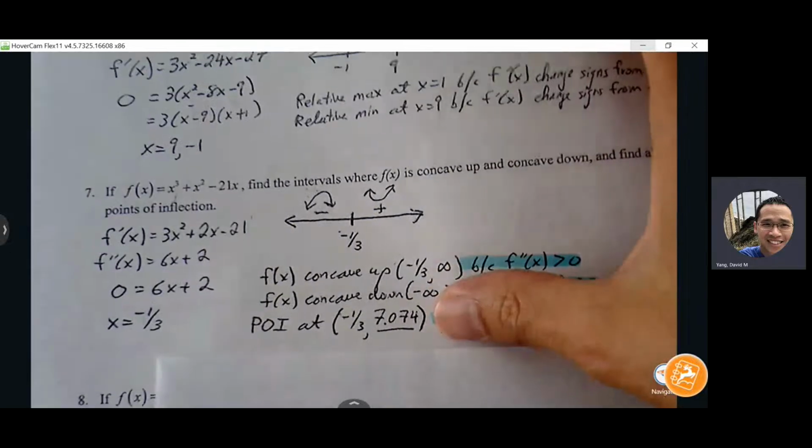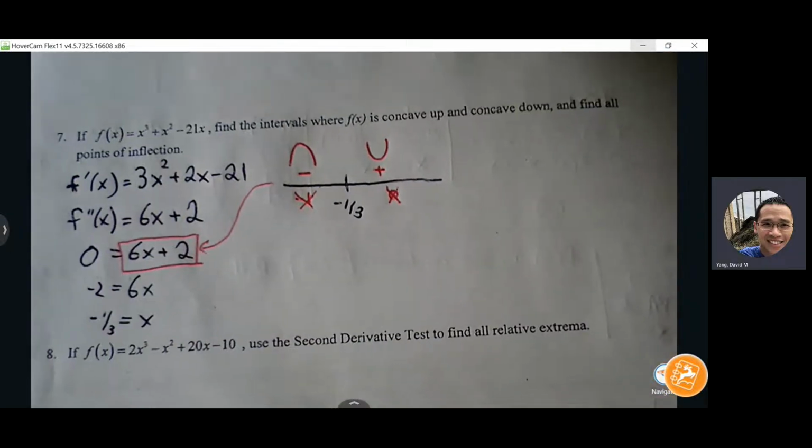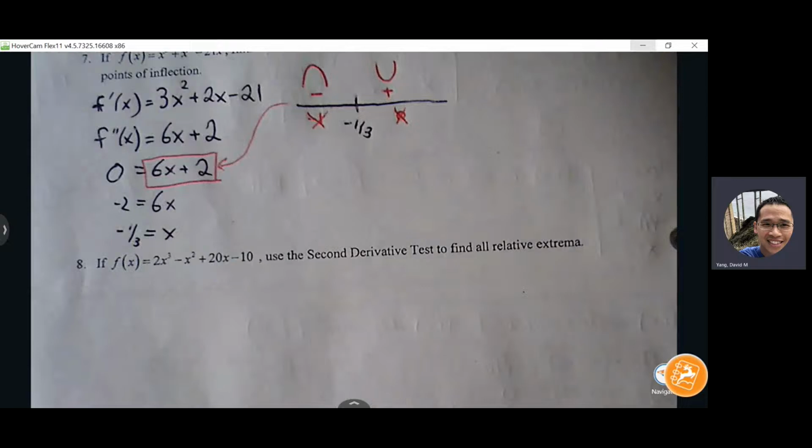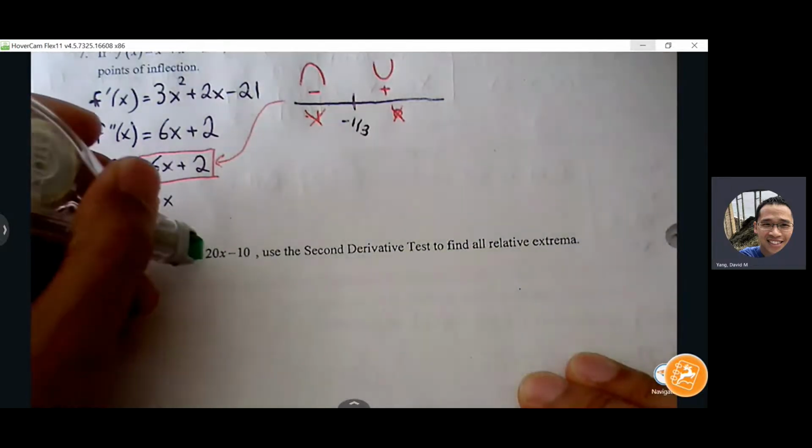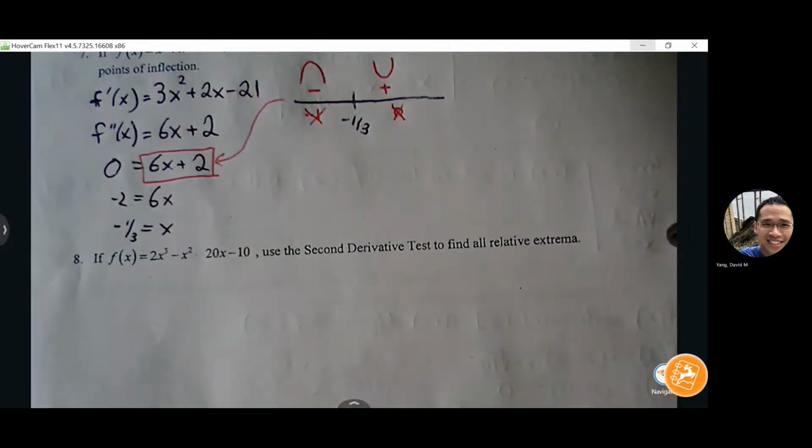Okay, all right, so here's number 8. If our function is given here, there's a bit of a typo here. That should be -20x. Change that there.